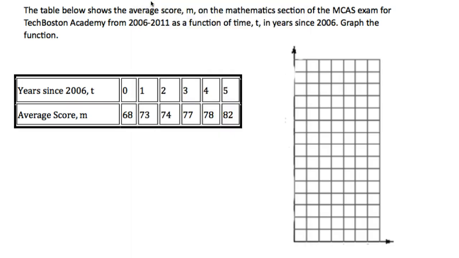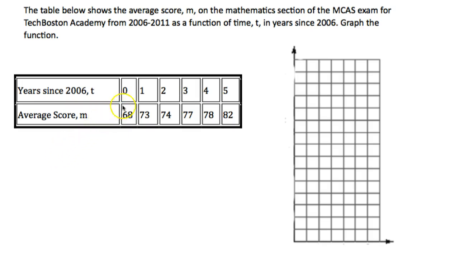Alright, let's do some more math. So it says, the table below shows the average score M on the mathematics section of the MCAS exam for Tech Boston Academy from 2006 to 2011 as a function of time T in years since 2006. Graph the function. So if you don't know the MCAS, you need to pass this to graduate high school in Massachusetts. You take it when you're a sophomore, so you'll be taking it next year.